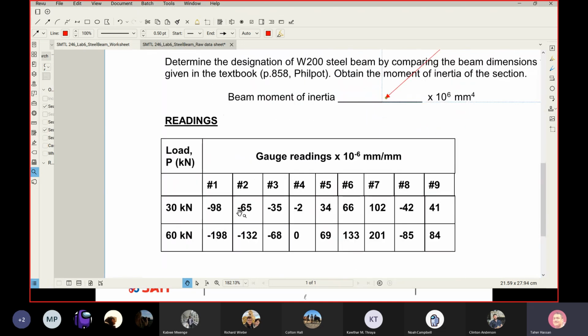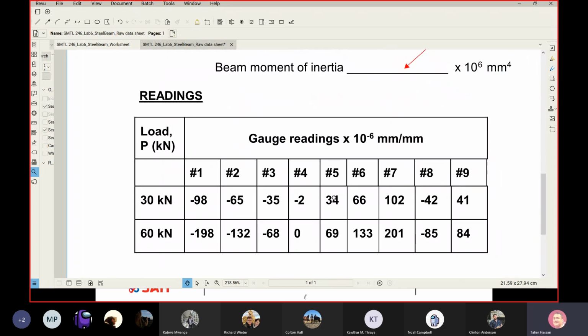Now, time to look at the readings that you have never seen so far. What do you think those readings are? Here we go. Those are the gauge readings, the strain gauge readings. How many of them can you read? We have 1 through 9, so we have 9 gauges. And we have 2 groups of observation. This group of observation is for a load of 30 kilonewton, so that's at one load level. And we have another set which corresponds to 60 kilonewton.